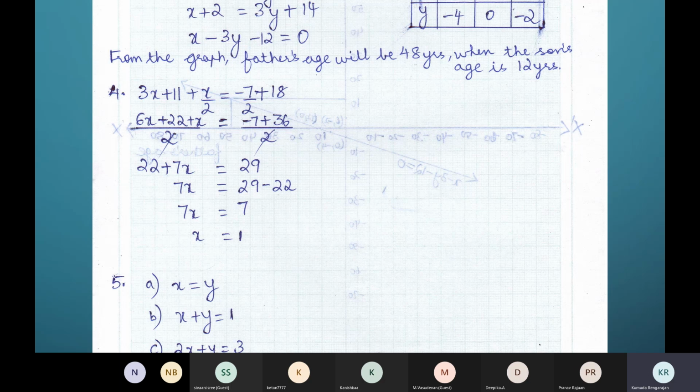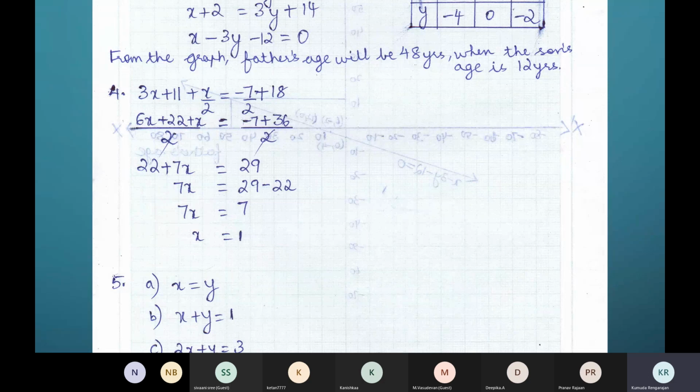Children, we need to wind up the class. It's time. Y-axis, ma'am. Yes, x is equal to 1. When you treat this as a linear equation in two variables x and y, it's a line parallel to the y-axis, at a distance of 1 unit to the right or left? Right, ma'am. To the right of it.